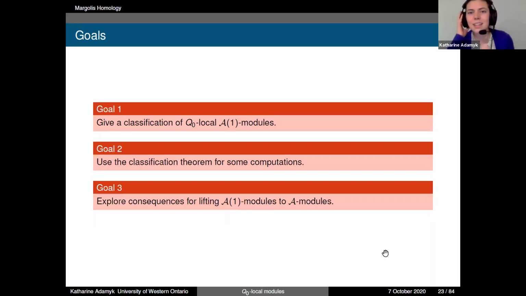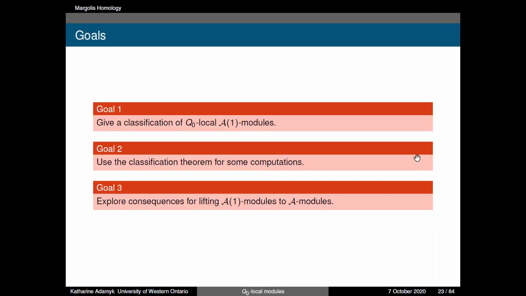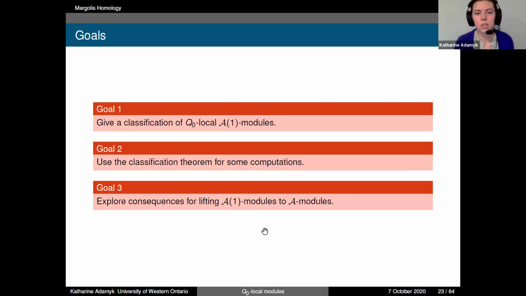Oh, did I see a hand? Sorry, I just missed, what was the definition of being local again? Oh, so to be Q0 local means the Q1 Margolis homology is 0. Oh, okay, thank you.